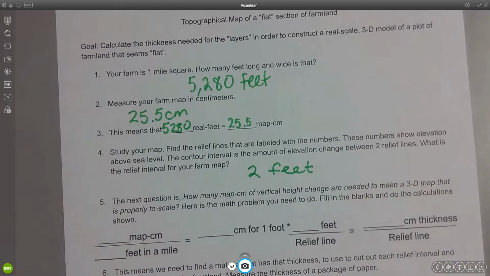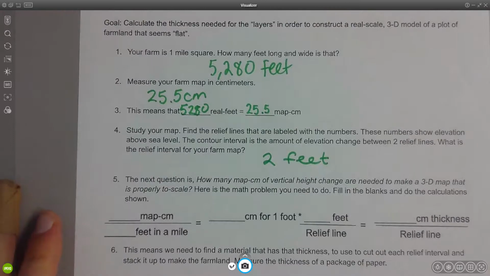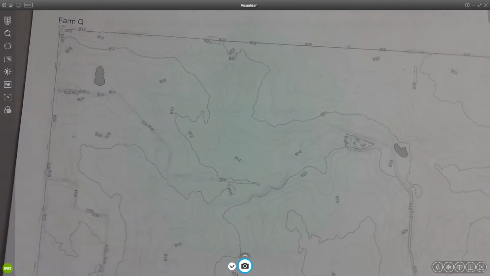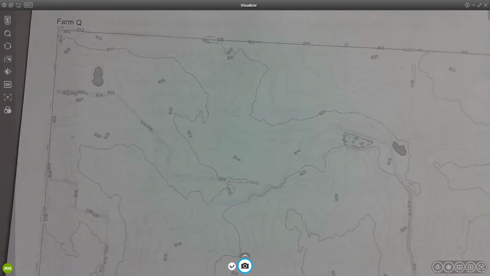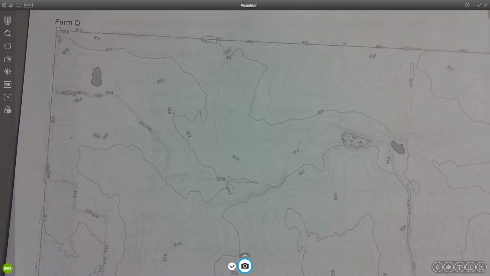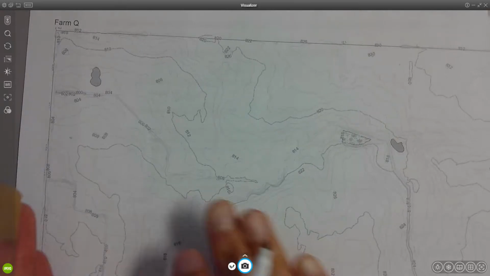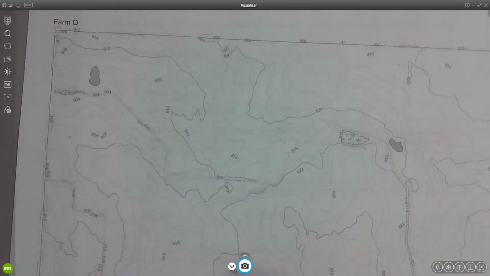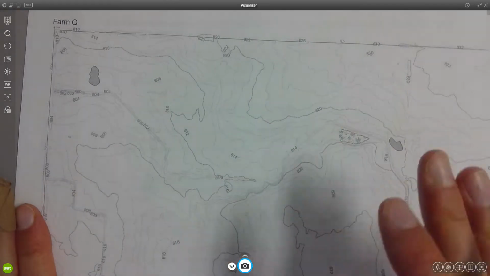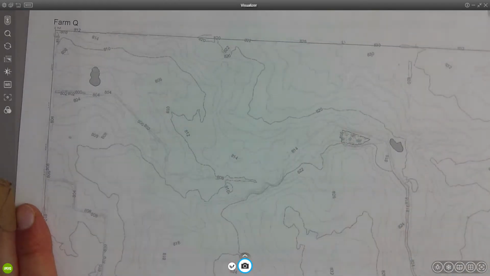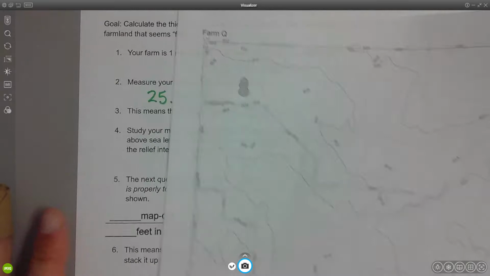Okay? So the next question that we're trying to figure out here is, if you have a map that's this big, are you guys listening here? If you have a map that's this big, how much actual change needs to happen? So when we build our model of our map, how much taller does it actually need to get in order to be to scale?